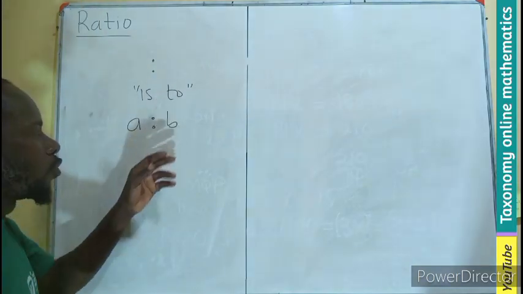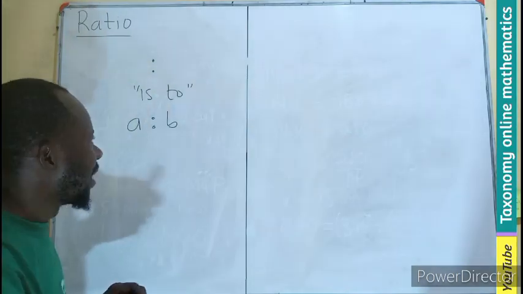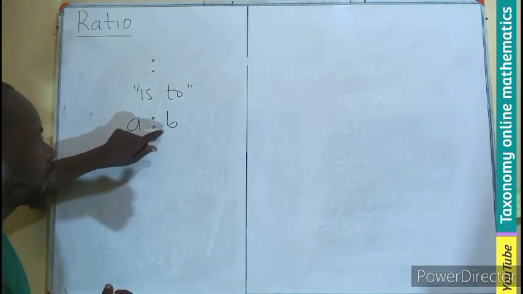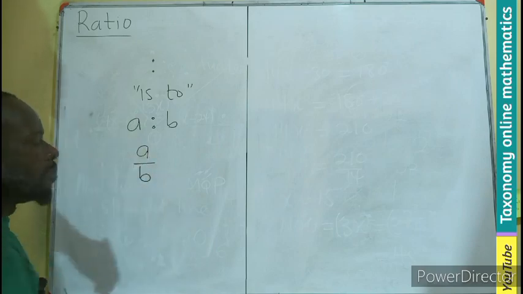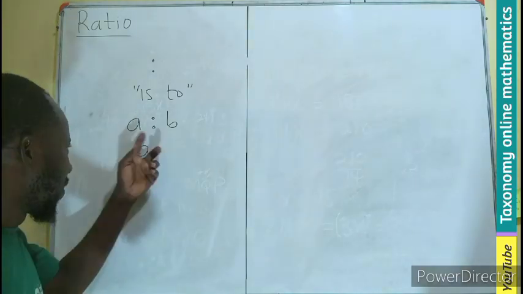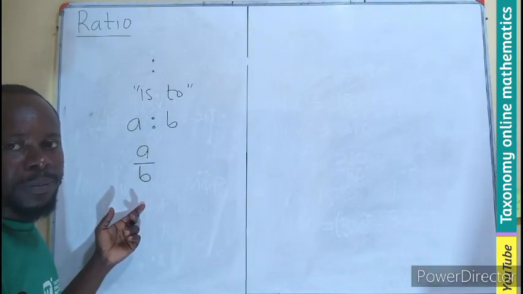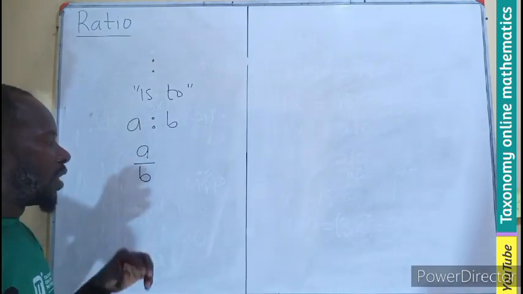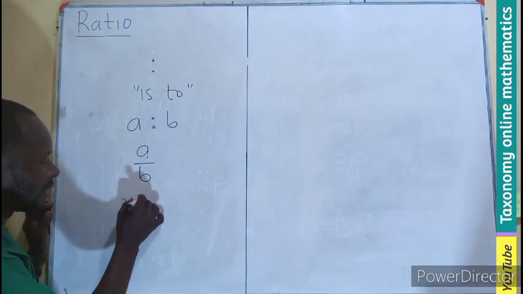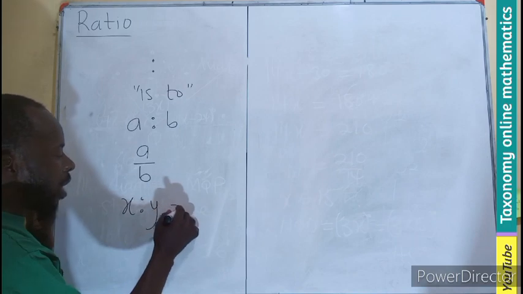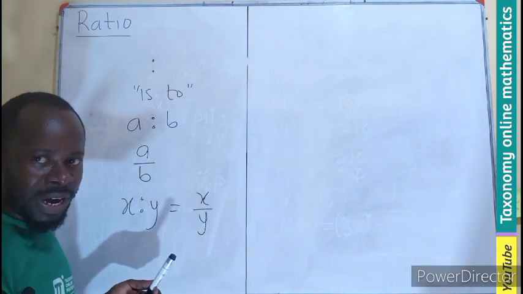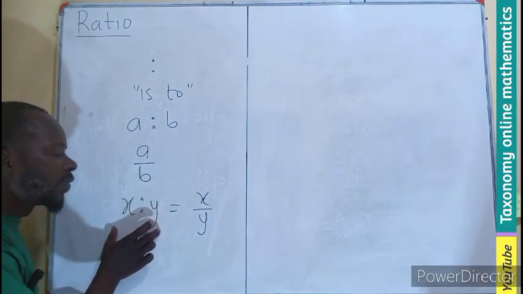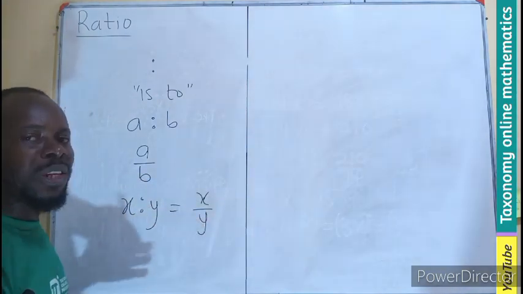Now, ratio can also be written as a fraction, as in A is to B could also be written as A divided by B. So this is a ratio, A is to B. This is also a ratio. If I have, let's say, X is to Y, that can also be X divided by Y. You get it, right? So ratio can be in this form and ratio can also be in this form.